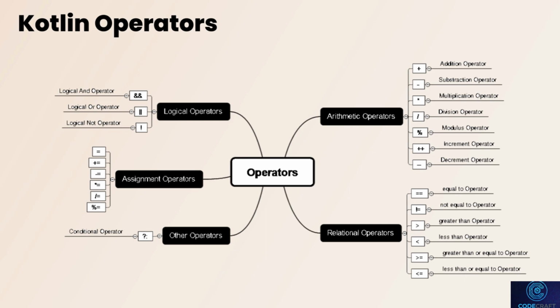The logical operators are used to perform logical operations on Boolean values. The assignment operators are used to assign values to variables, while the relational operators are used to compare values in Kotlin. Now let's move to the Android Studio and start using these operators.